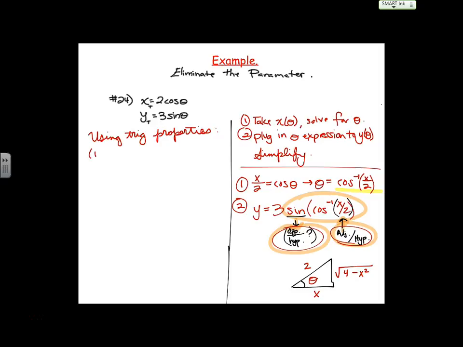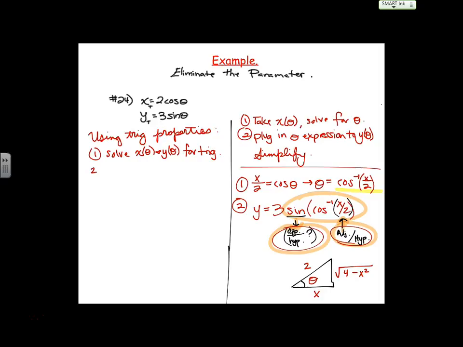Instead, you are going to solve x and y for not theta, but for the trig expressions. Solve x and y for the trig. So get the trig alone, get cosine alone, or get sine alone. Get tangent alone, or get secant alone. Get whatever you have alone.